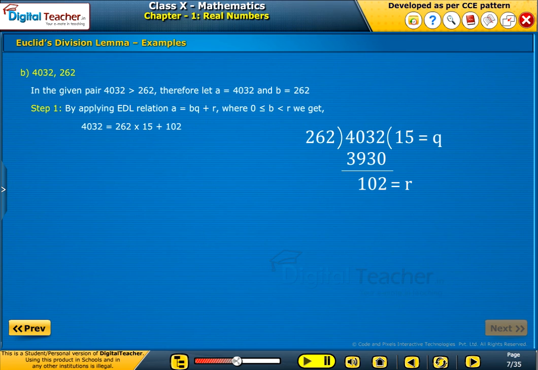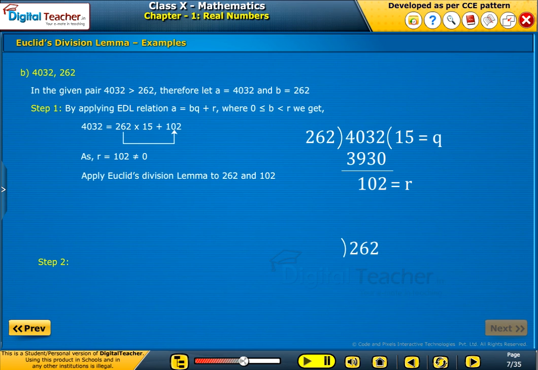So, 4032 is equal to 262 into 15 plus 102. As R equals 102, which is in turn not equal to 0, now apply Euclid's division lemma to 262 and 102.